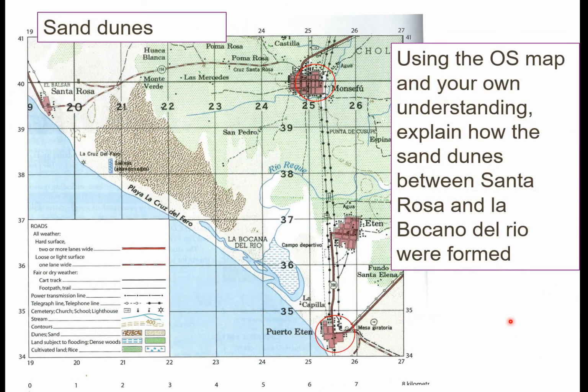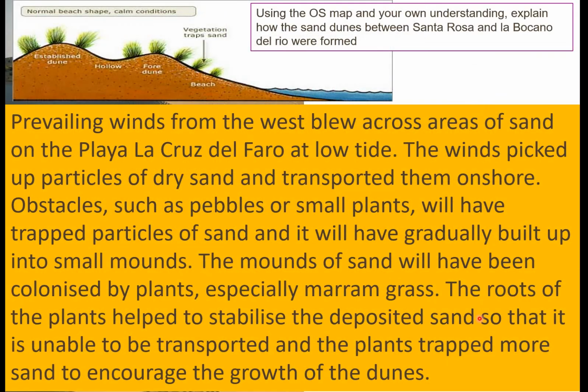Another question on sand dunes. Using the OS map and your own understanding, explain how the sand dunes between Santa Rosa and Lepocano del Rio were formed. As I said before, a lot of these questions in paper 2 a non-geographer could answer. A non-geographer would get 20 to 30%. Not a pass, but it's 20 to 30% without any geography knowledge. This obviously requires some geography knowledge. If we haven't done dunes, we will, so don't worry about it too much for now. But a long explanation would be that.